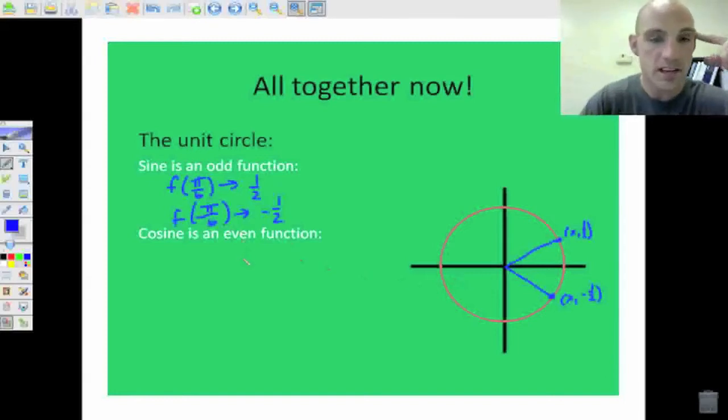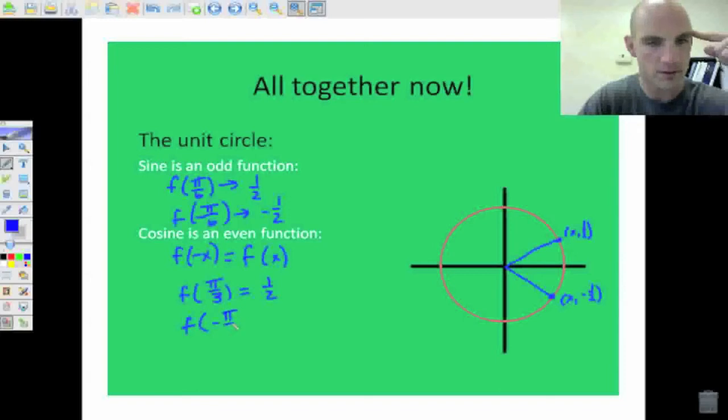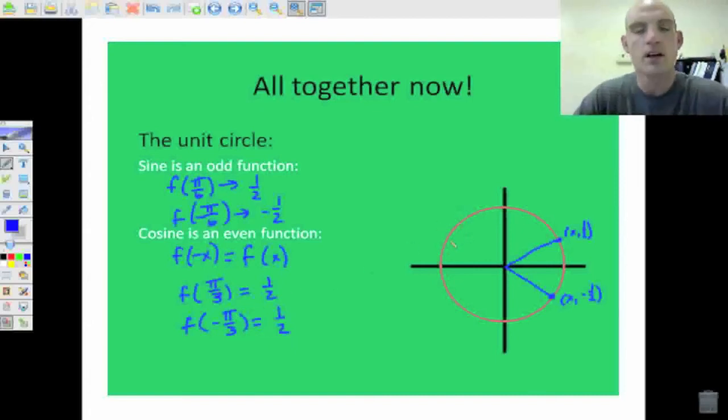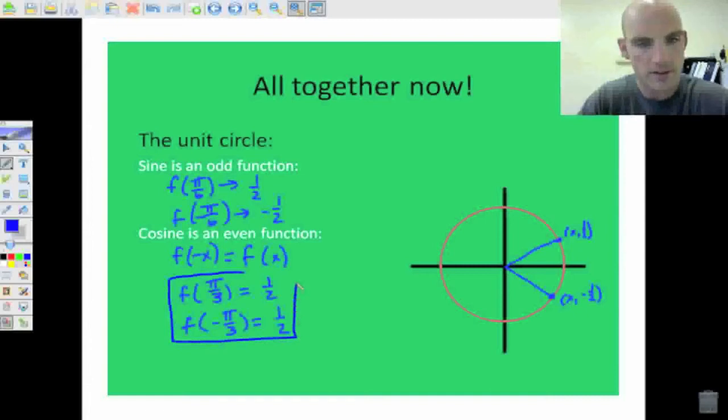Okay? Cosine is even. So if cosine is an even function, that means that f of x, when x is negative, is going to be equal to f of x. So if I put in f of pi over 3, that's going to give me 1/2. And then f of negative pi over 3 is going to be equal to 1/2 also, because I get out the same values. It can be confusing, but if we keep in mind that an even function spits out the same value for positive and negative angles, and an odd function is going to give me opposite values. Okay, so this is going to be the same as saying negative.